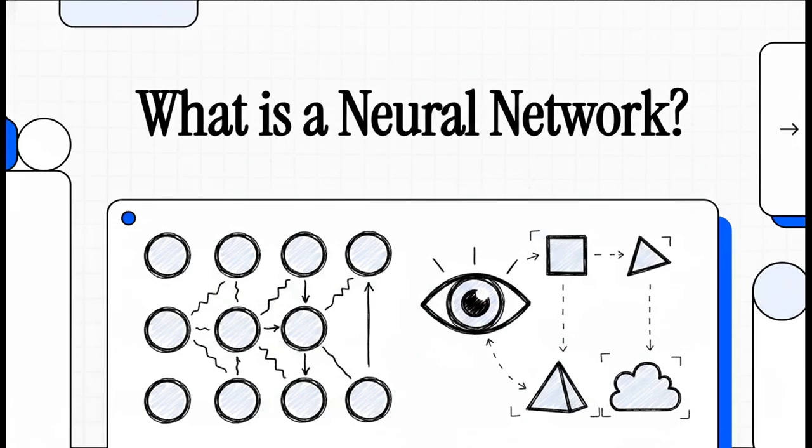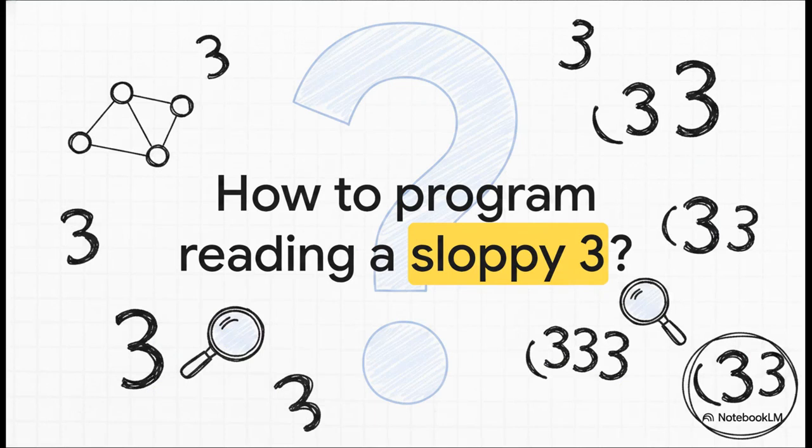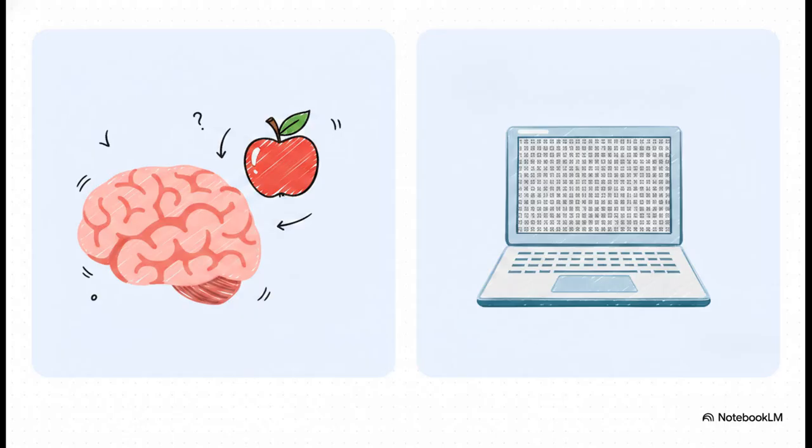So what's a neural network? Let's dive into this explainer and see how machines actually learn to see. You can easily read a sloppy number 3, right? But programming a computer to do that is comically hard. Your brain instantly gets it. But a computer? It just stares at a massive, daunting grid of numbers.